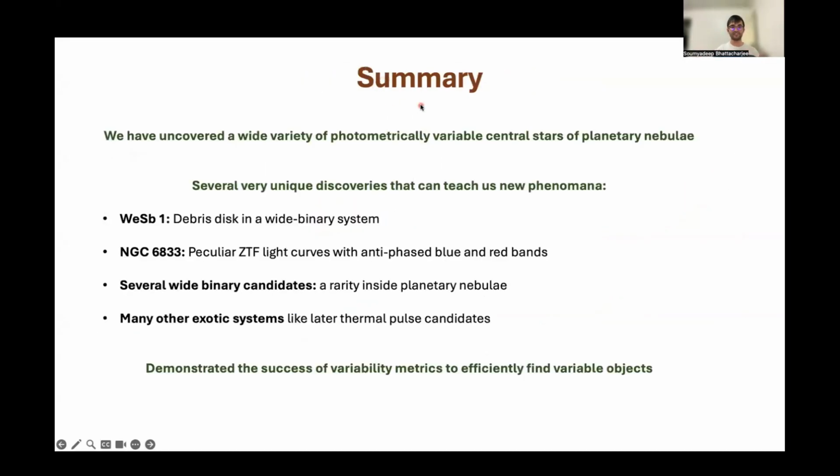So in summary, we have uncovered a wide variety of photometrically variable central stars of planetary nebulae and made several interesting discoveries. For example, this debris disk system or wide binary candidates, or even more exotic systems like late thermal pulse objects. We have also demonstrated the success of the variability metric to efficiently find variable objects from a pool of light curves.